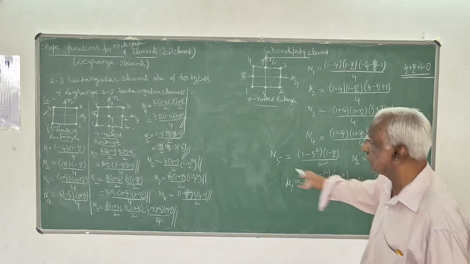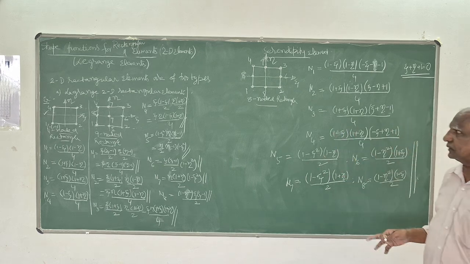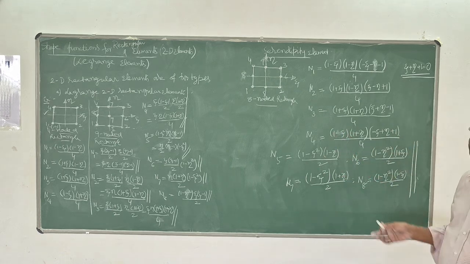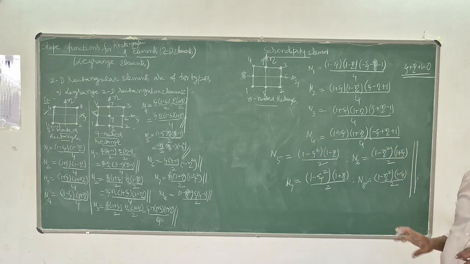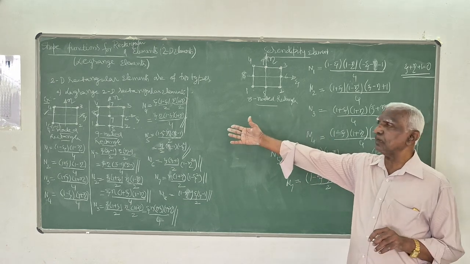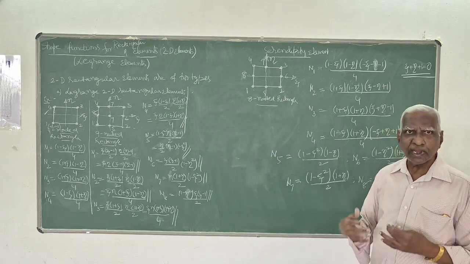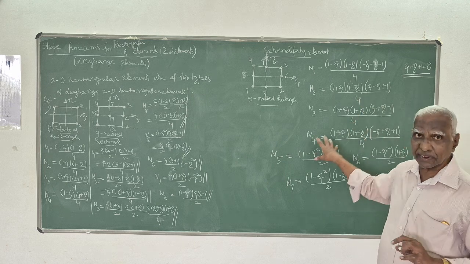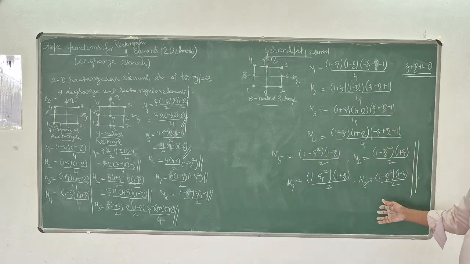So whether it is 8-noded or 4-noded, you can write the shape functions using that property in the case of serendipity elements. In the case of Lagrange elements, you can use the Lagrange formula and arrive at them. Whereas for the serendipity shortcut method, if you want to adopt it, you see the procedure.